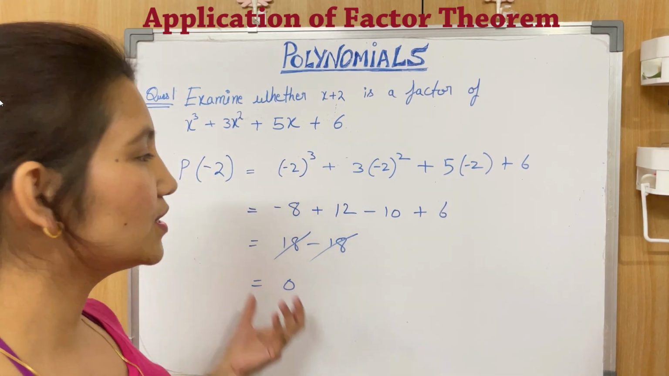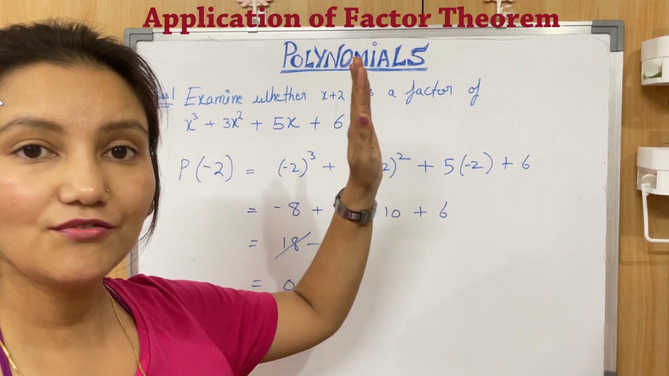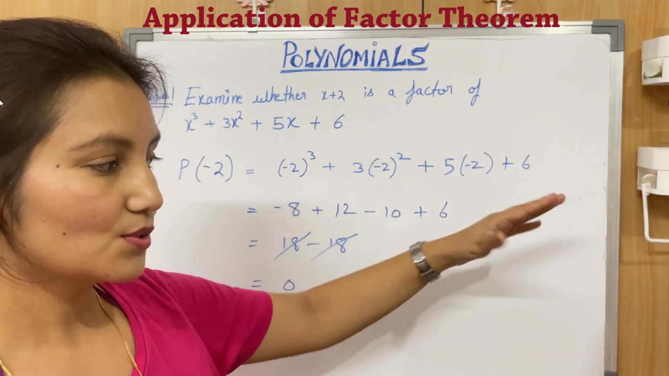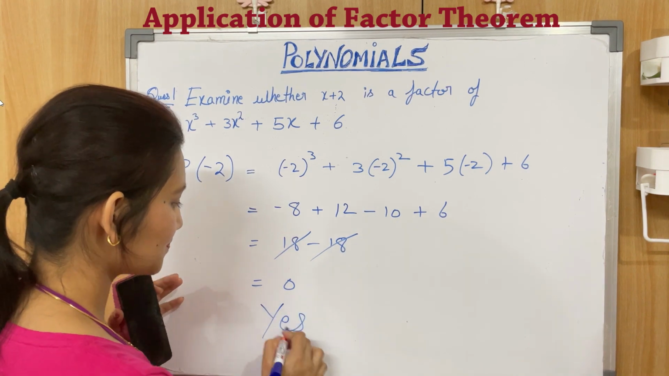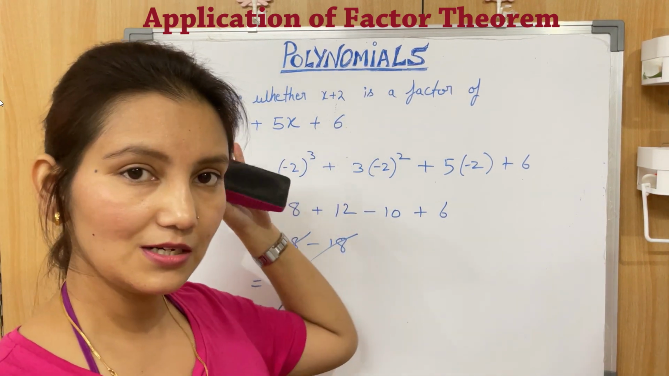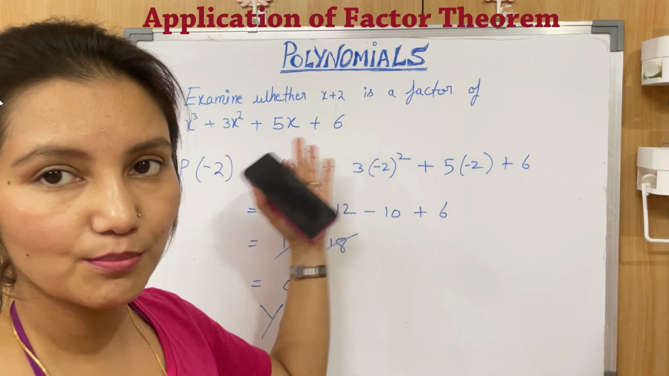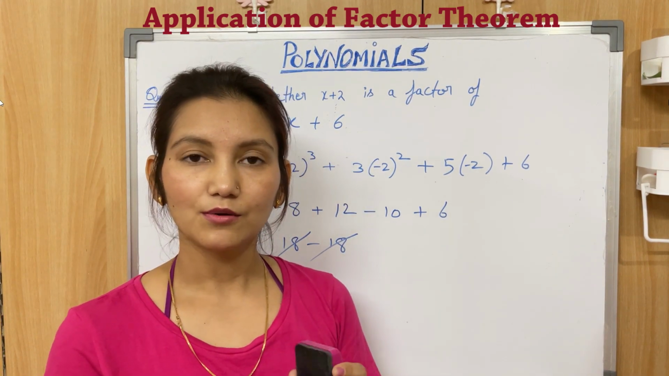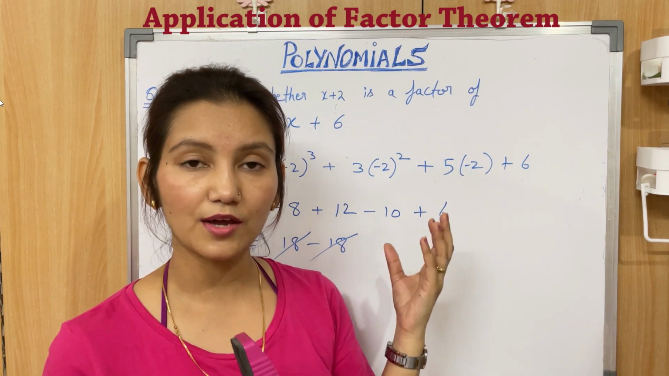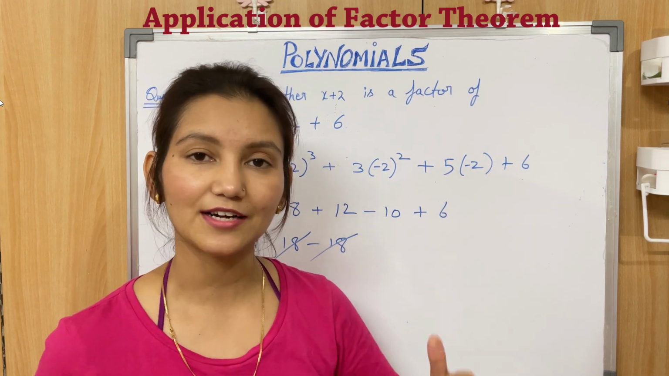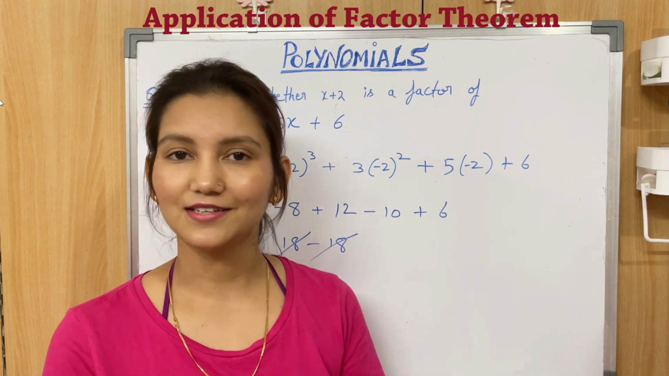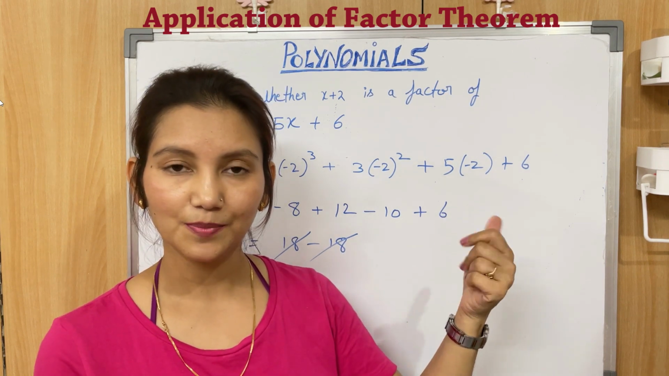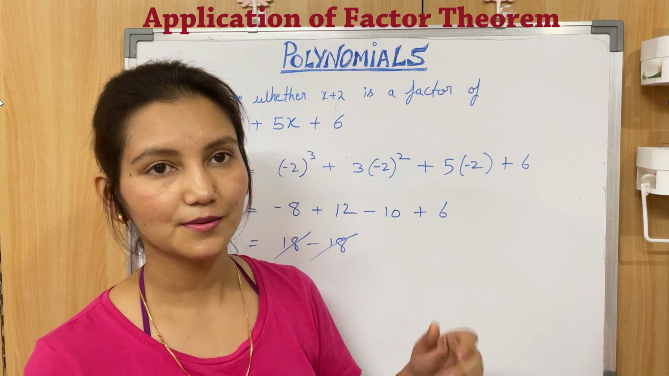P of minus 2 is 0 means x plus 2 is a factor of this. So yes, it is a factor. X plus 2 is a factor of the mentioned polynomial. So this is the first application of factor theorem. In such cases, where we have to find out whether it's a factor or not, we use factor theorem. So this is the first question. Now let's move to our second question.